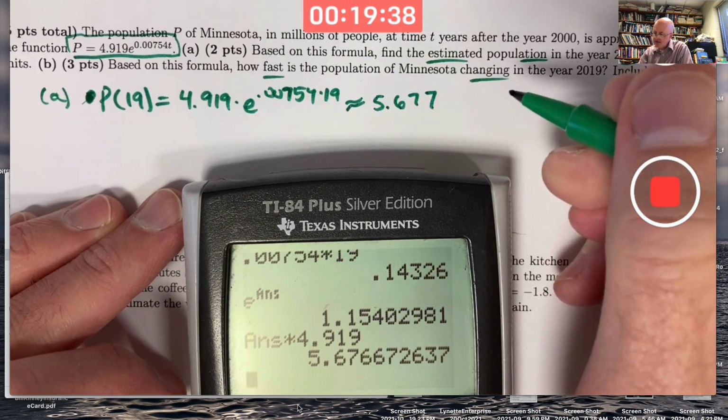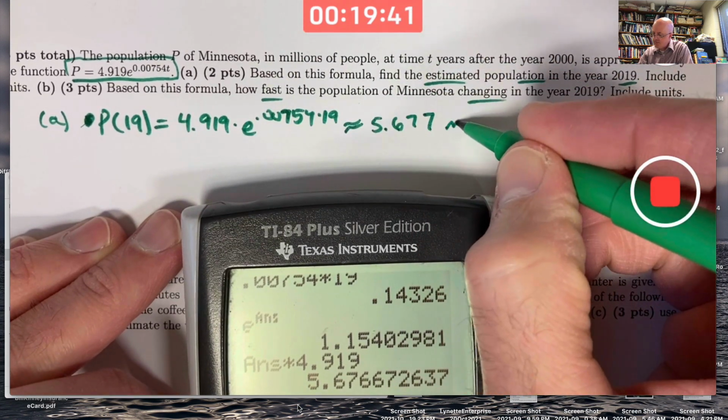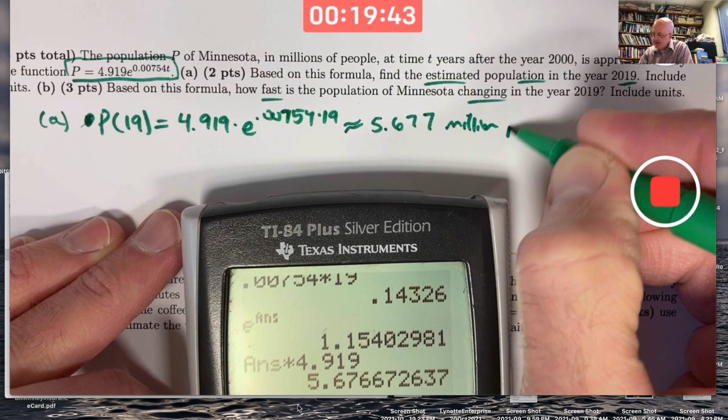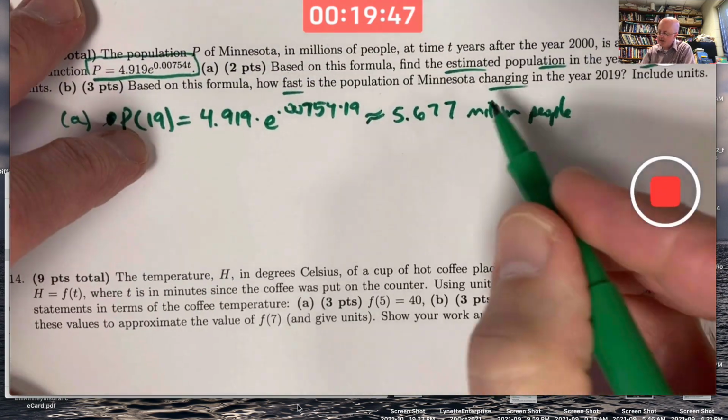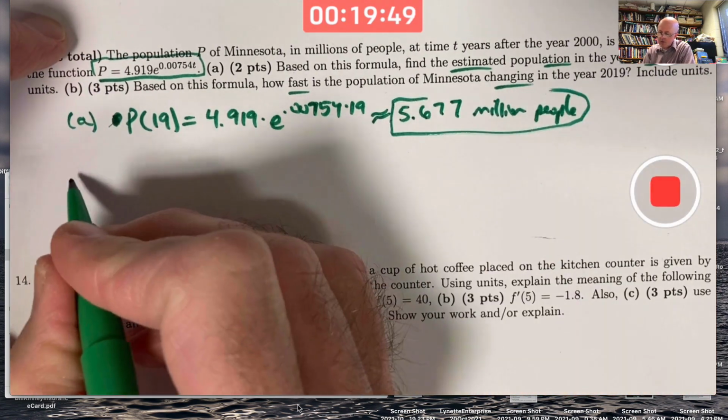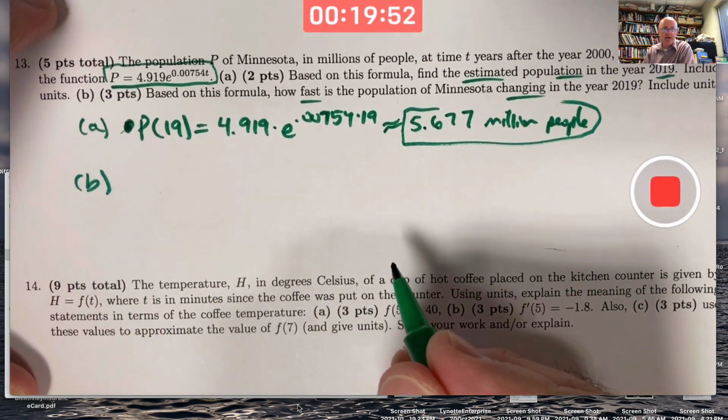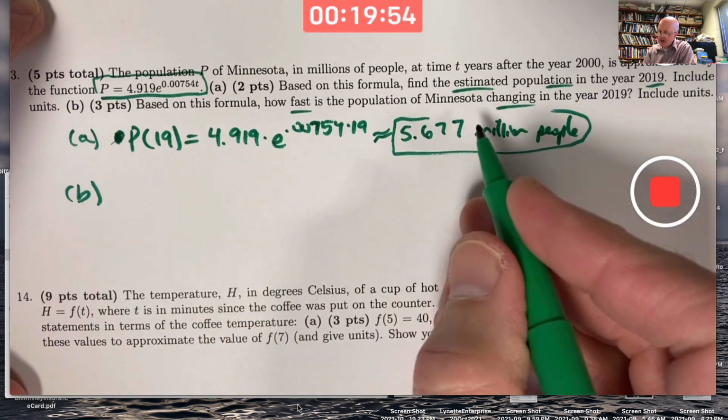5.677. The units are millions of people. This would be million people. Is it accurate? I don't know. You'd have to go look up the population of Minnesota back in 2019, which we are currently past.